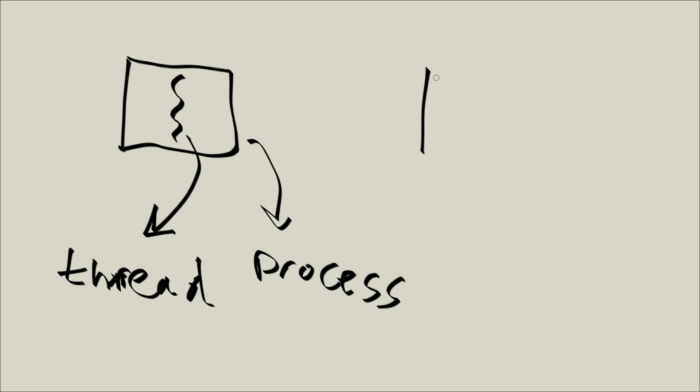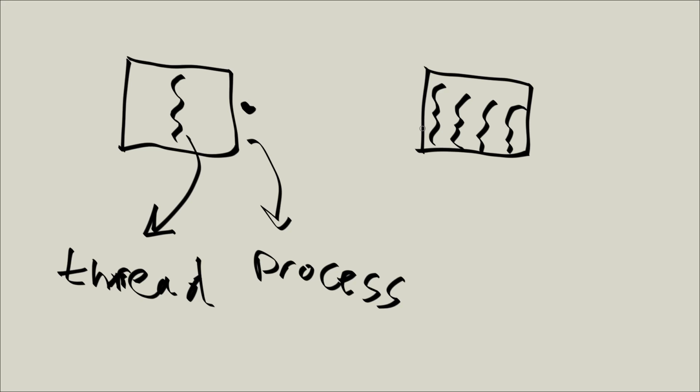Now, a process can actually have multiple threads. So it can have, for example, four threads, or it can have three threads. It can have an arbitrary number of threads. And again, a thread is just a sequence of commands that can be executed. And now you may wonder, what's the difference between this process right here and this process right here? Because this one has one thread, this one has four threads. Well, that's a fair question.